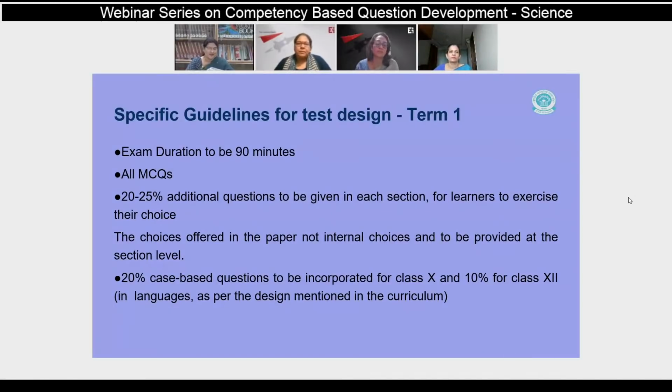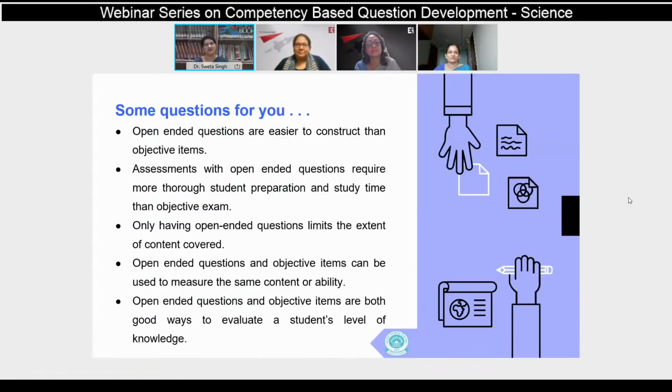Now, just to break the monotony of this presentation, I have a set of statements, and I will request Sudeshna to help me figure these out. I will read these statements and ask Sudeshna whether she agrees with me or disagrees, or she has a mixed opinion. So the first one is open-ended questions are easier to construct than objective items. Sudeshna, your thoughts on this?